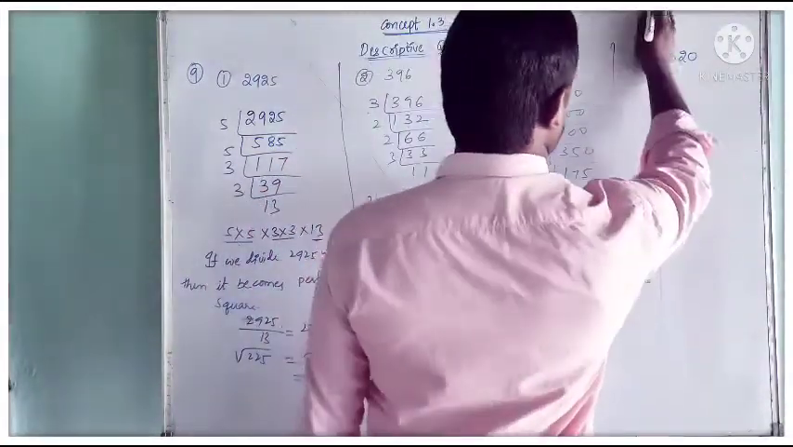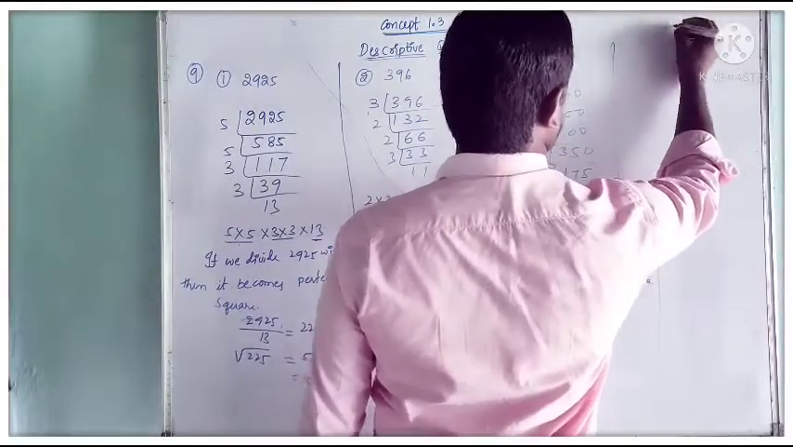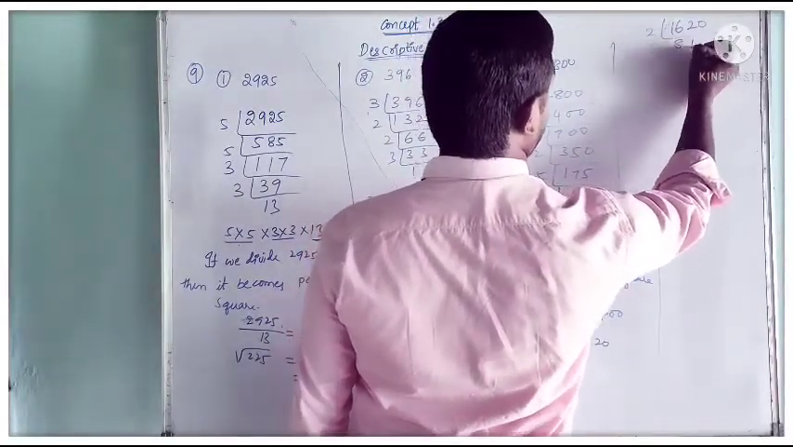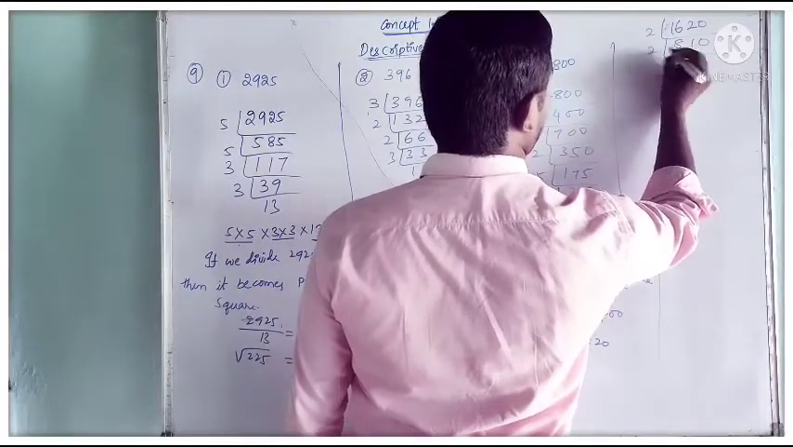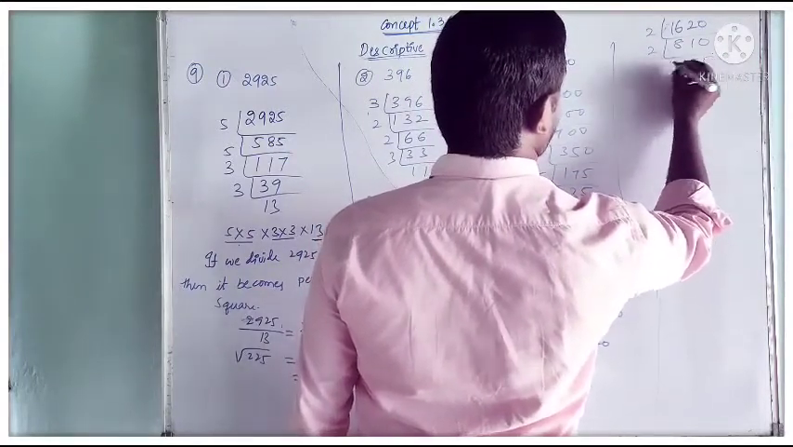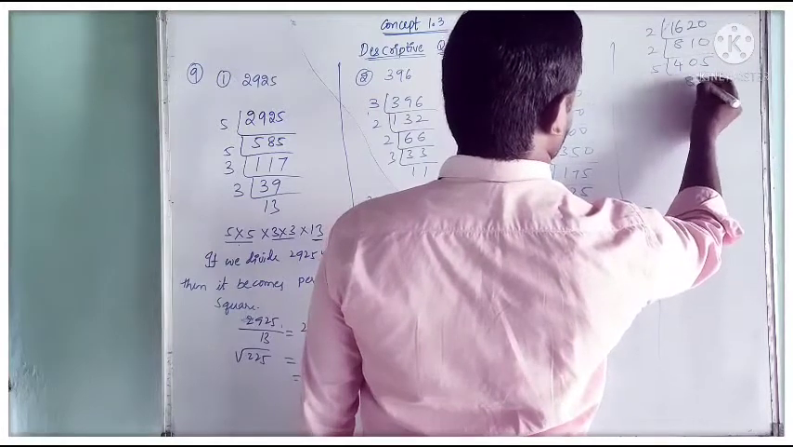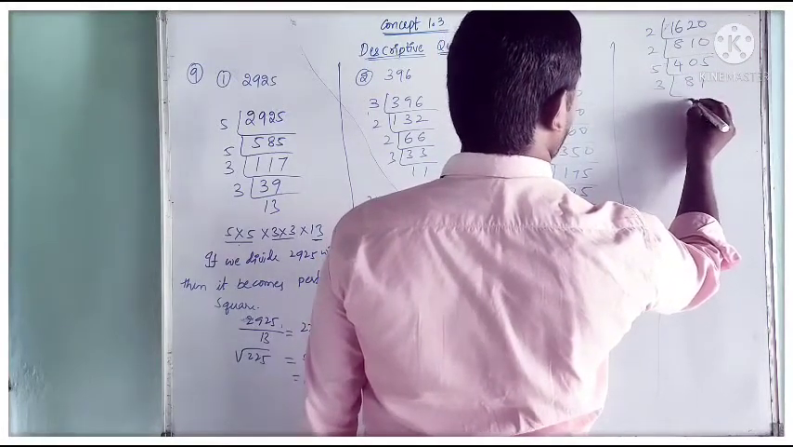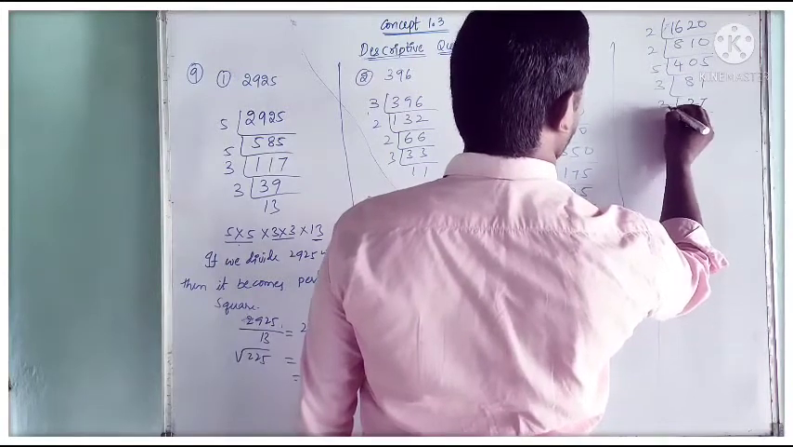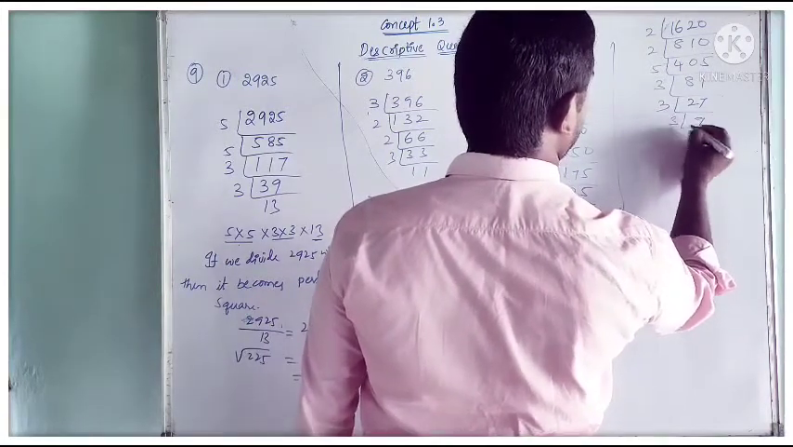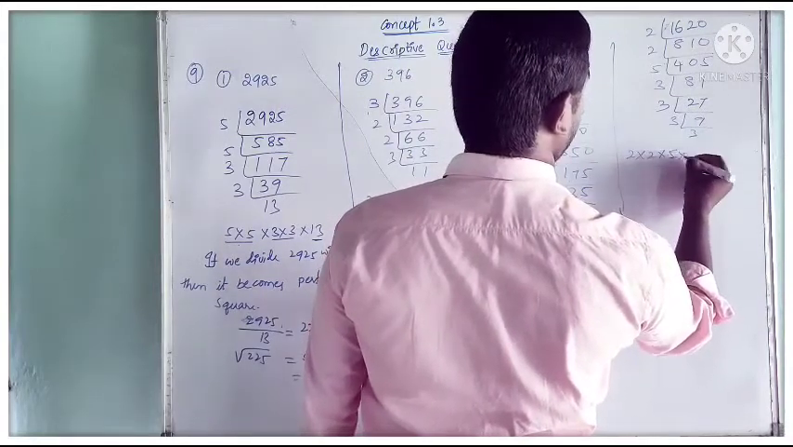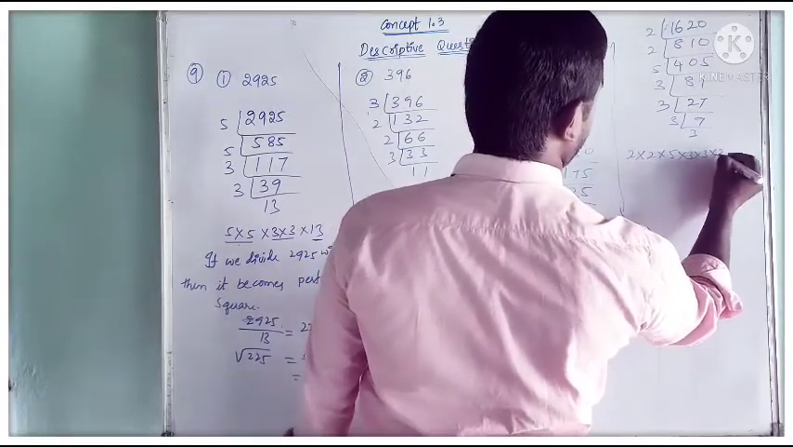So prime factorization you can do here. 1620: 2 8s are 16, 2 1s are 2, 0. Next, 2 4s are 8, 2 5s are 10. Next, 5 table: 5 8s are 40, 5 1s are 5. Then 3: 3 7s are 21, 3 9s are 27, 3 3s are 9. Prime factorization: 2 into 2 into 5 into 3 into 3 into 3 into 3.